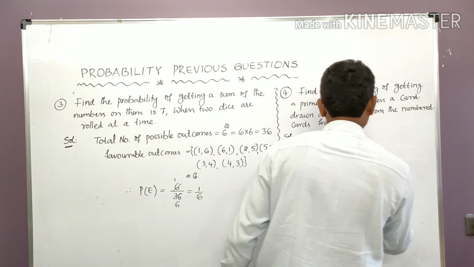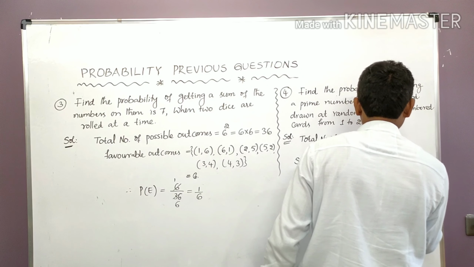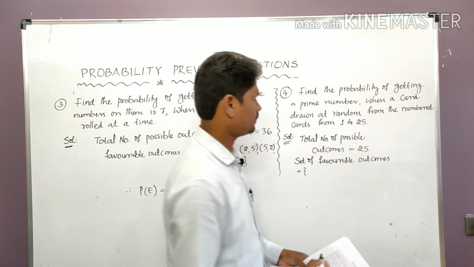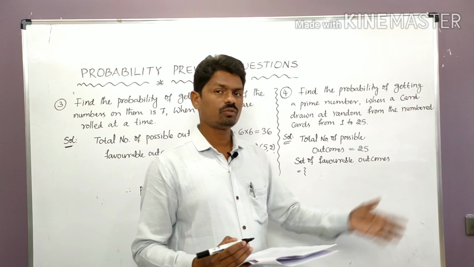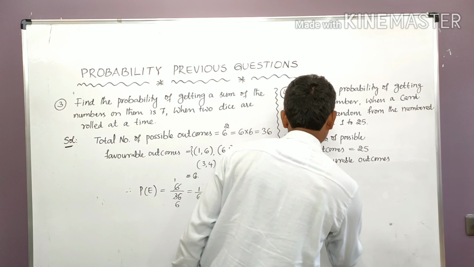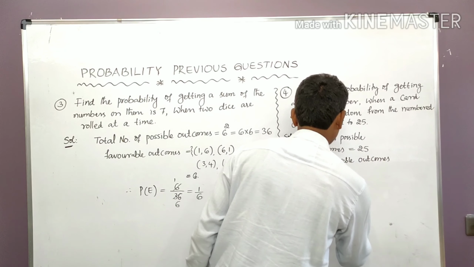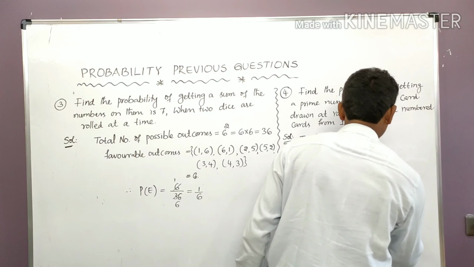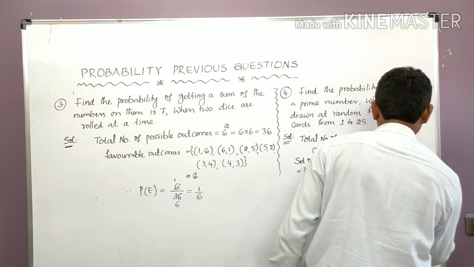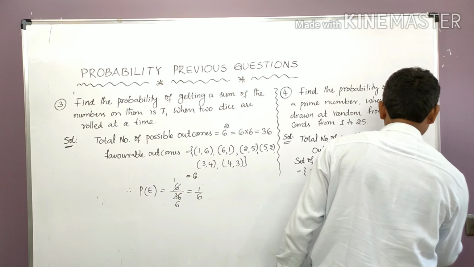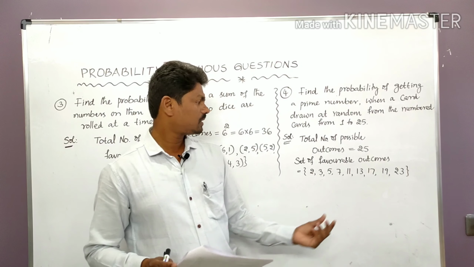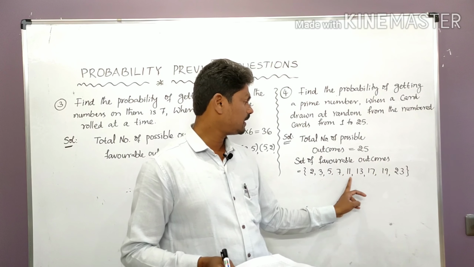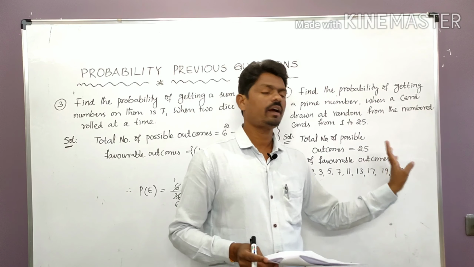So students, what are the favorable outcomes for prime numbers? What are the prime numbers from 1 to 25? Start from 2, 3, 5, 7, 11, 13, 17, 19, 23. So these are the prime numbers from 1 to 25: 2, 3, 5, 7, 11, 13, 17, 19 and 23.